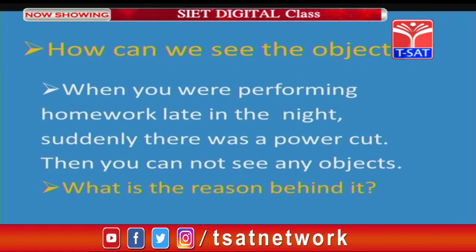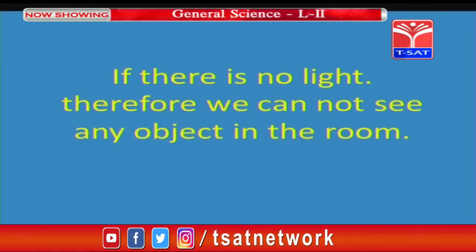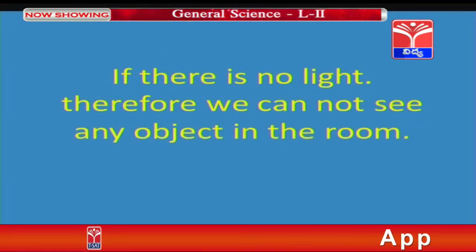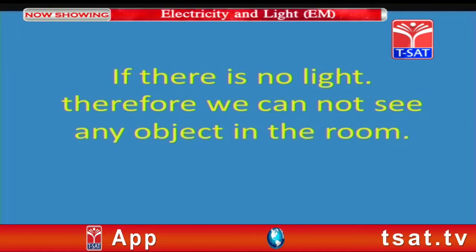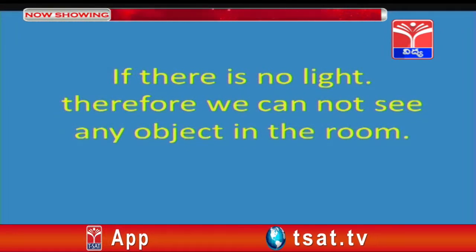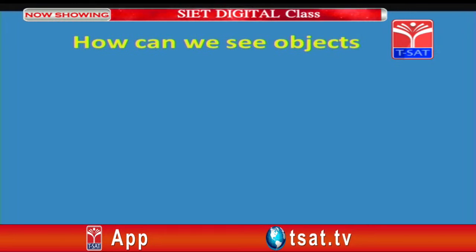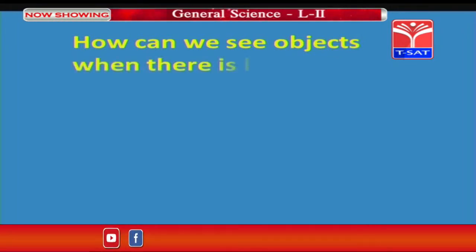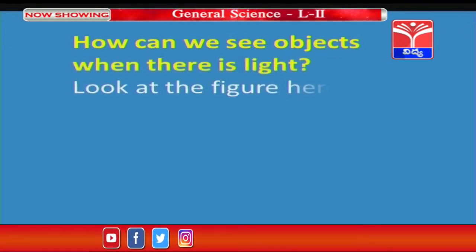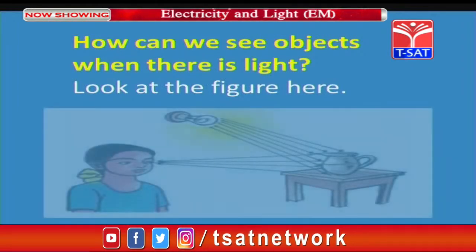What is the reason behind it? Can you guess? If there is no light, we cannot see any object in the room. Yes. How can we see objects when there is light? Look at the figure here.